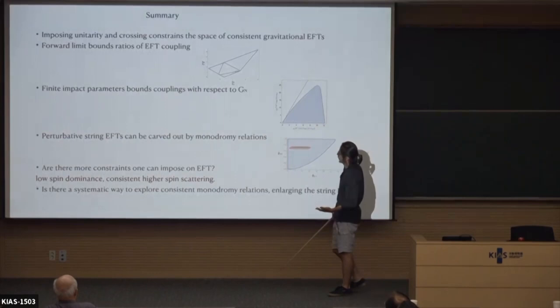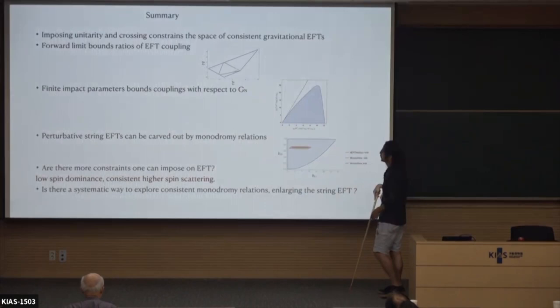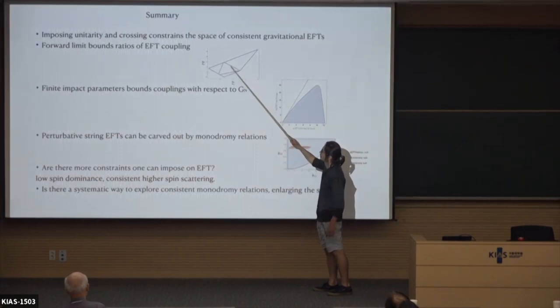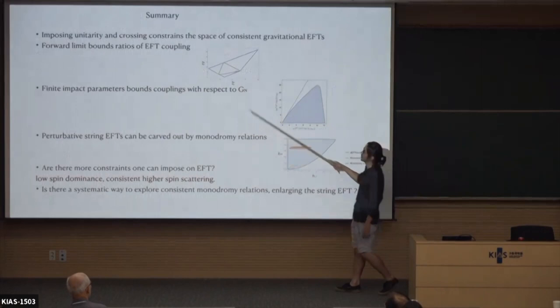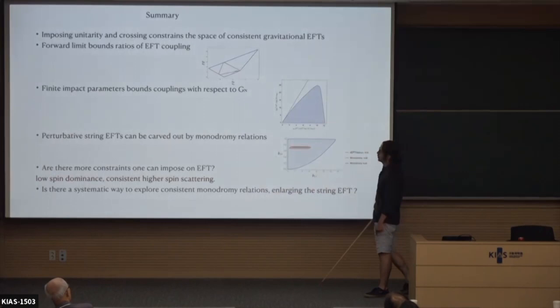for all the constraints that we know, we can now constrain the space of our EFT, where this allowed space is still considerably large compared to the known theories. Although there are physical, quote unquote, arguments for why these regions are not supposed to be populated, from the analytic bootstrap point of view, we're not able to rule them out. There are some discussions about the finite impact parameter bounds, which I did not discuss, but we can also do that.